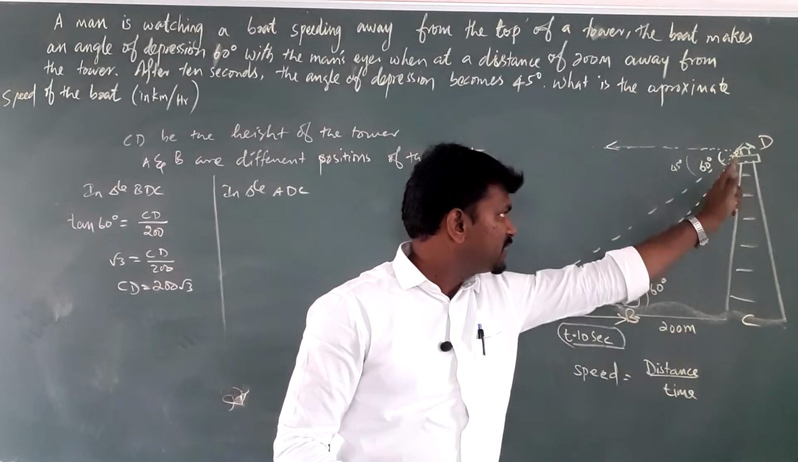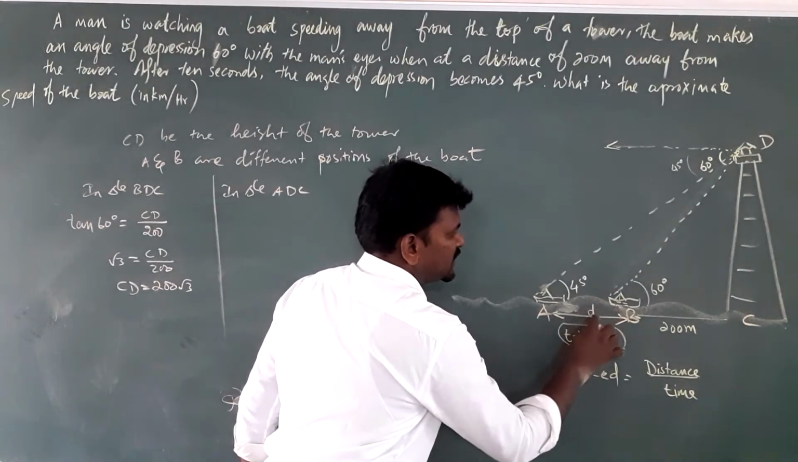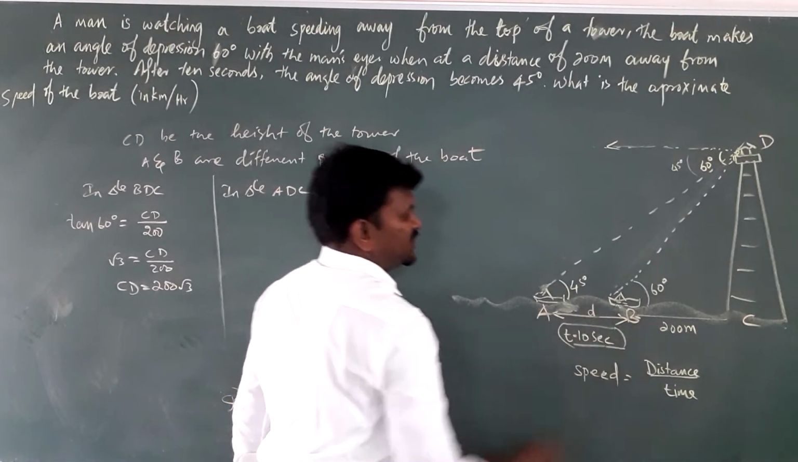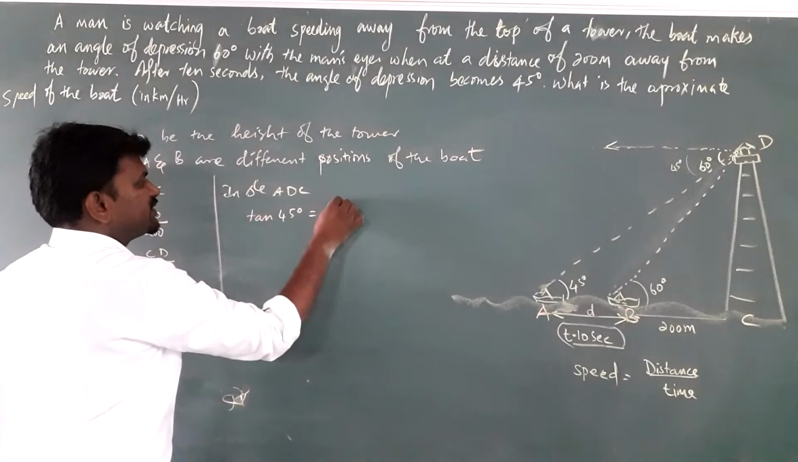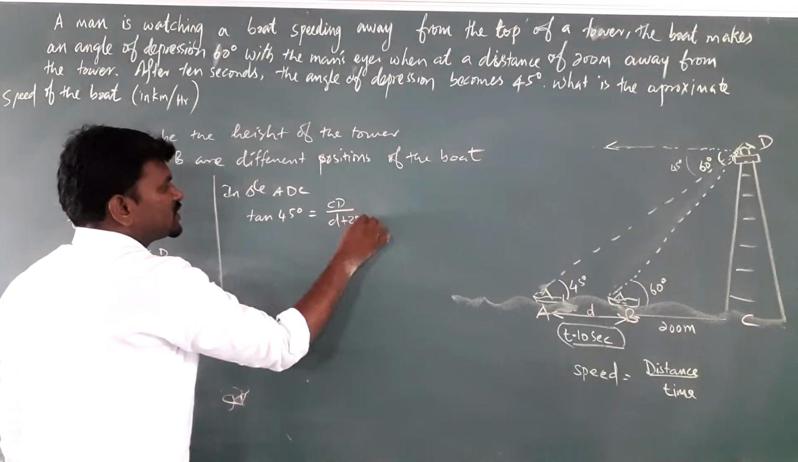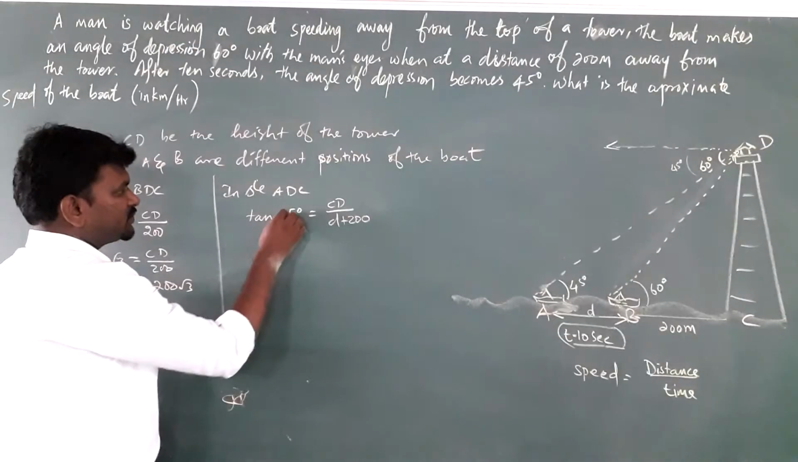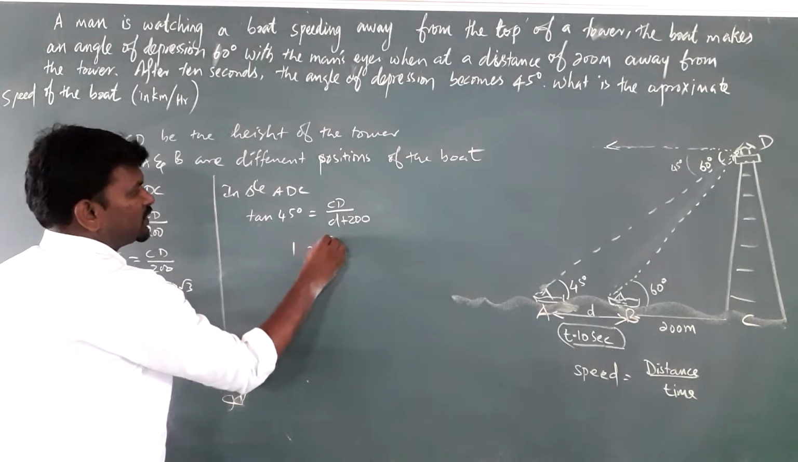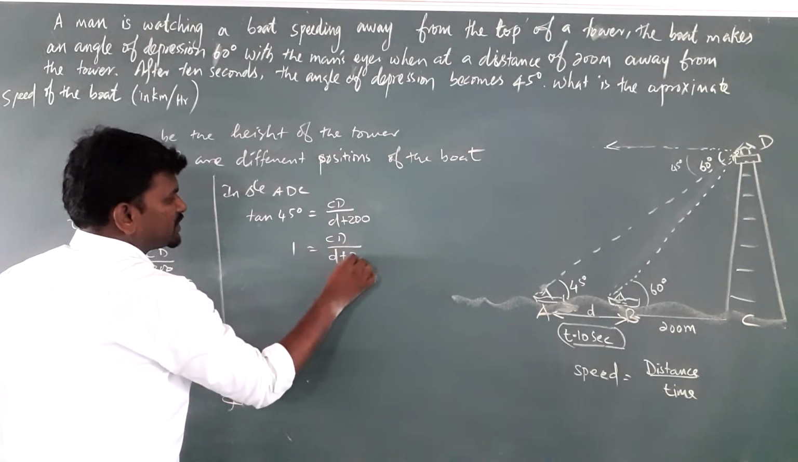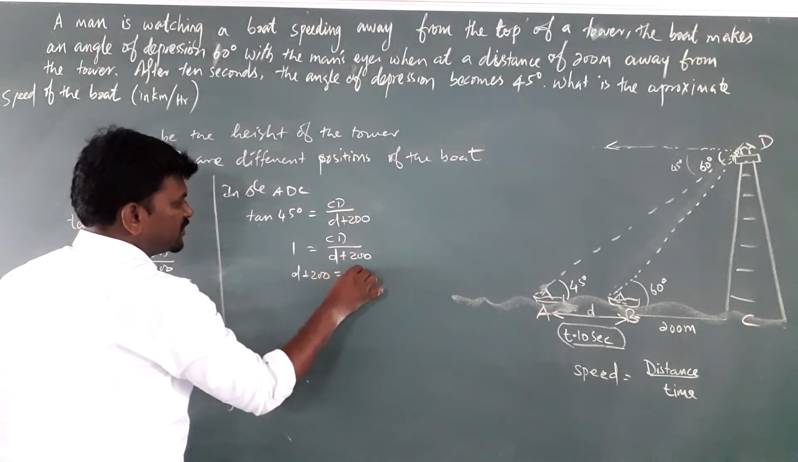Okay. Now tan 45 in triangle ADC. This is the same, CD is the opposite side. The adjacent side is this distance D plus 200. So tan 45 is equal to opposite side CD by adjacent side D plus 200. Tan 45 is 1, so 1 is equal to CD by D plus 200. 1 into D plus 200 is equal to CD.